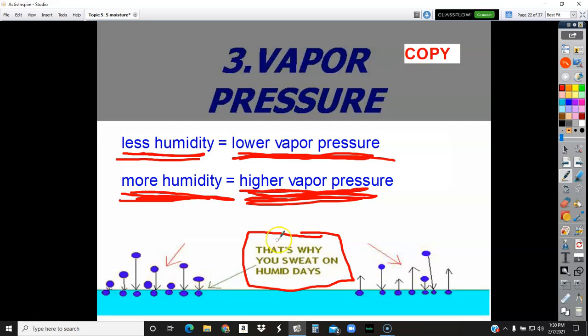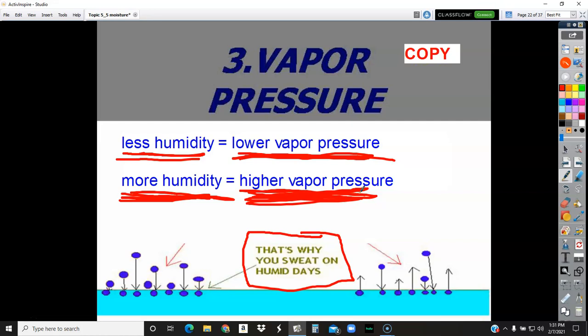But if the atmosphere is full of moisture, there's no room for the sweat to go, because the pressure is too high in the air. You can't lose the moisture. It has no room to go into the atmosphere. So what happens? The sweat on your body stays on your body. It can't escape. And that's why in the summer, when it's a humid day outside, you feel sweatier.